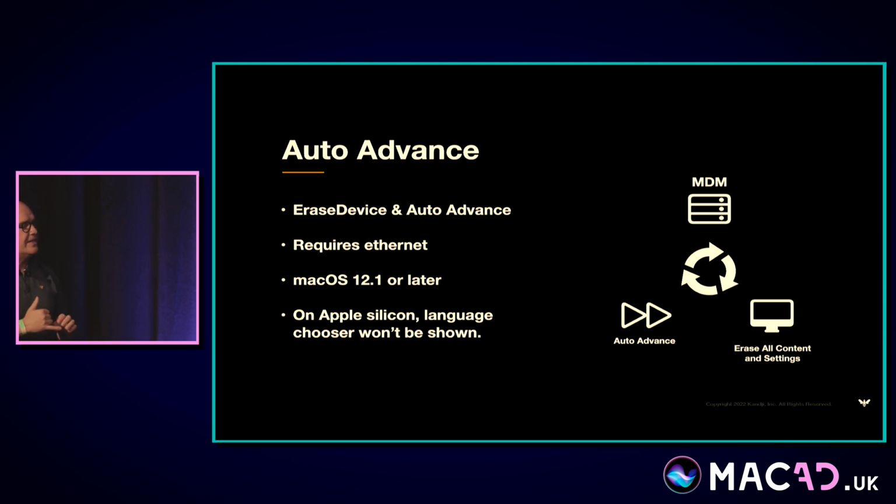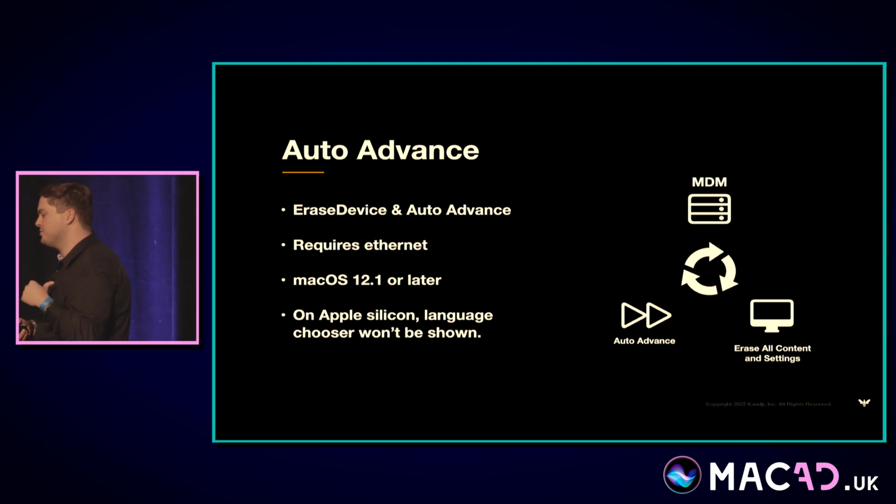You have to have Ethernet. It won't work on Wi-Fi. You need macOS 12.1 or later. And one little nuanced detail for Apple Silicon is that the language chooser won't be shown. So that initial screen around language, region, keyboard, right? Yeah, all that.